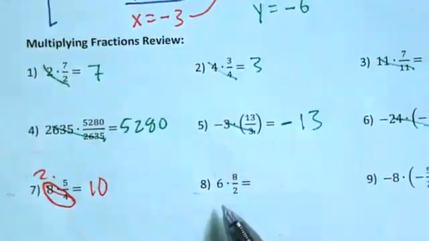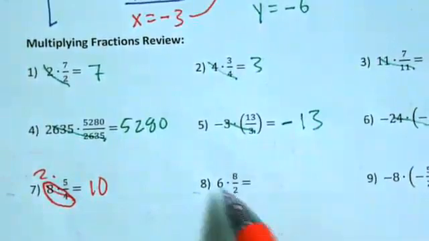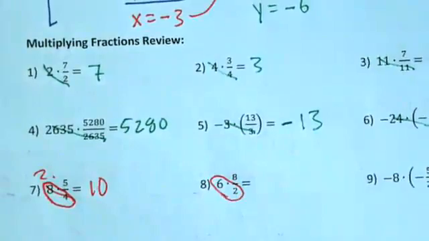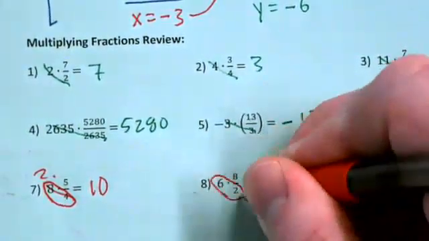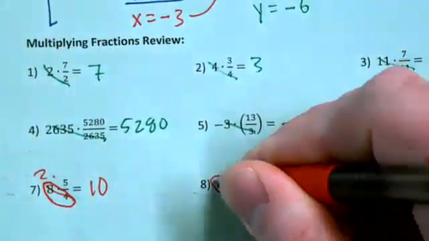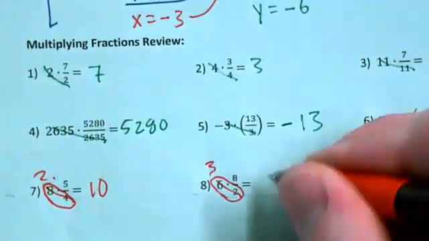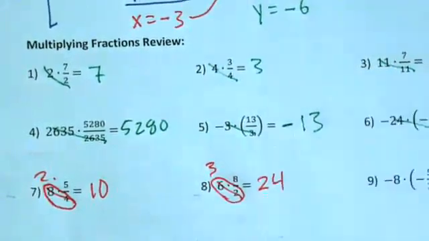See what you can do with this next one. Instead of thinking about the 8 over 2, think about the 6 over 2. What is 6 over 2? 6 divided by 2 is 3. 8 times 3 is 24.